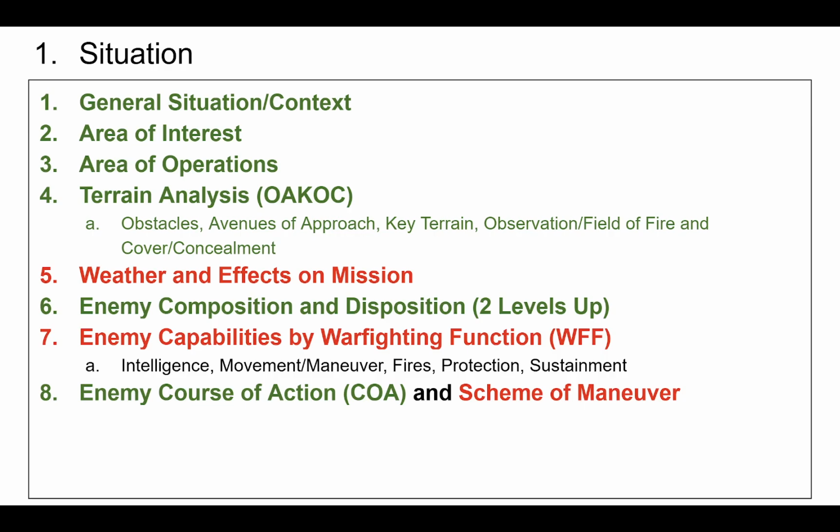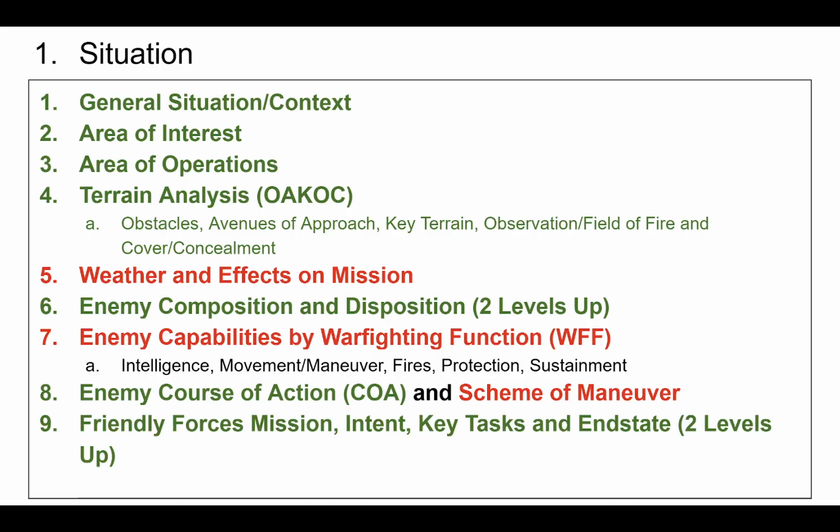Enemy course of action, that's generally what the enemy is planning on doing for their operation. And their scheme of maneuver is their step-by-step on how they're going to do it. We don't really need to worry about the step-by-step, but having a general course of action the enemy's going to take described is going to be beneficial.